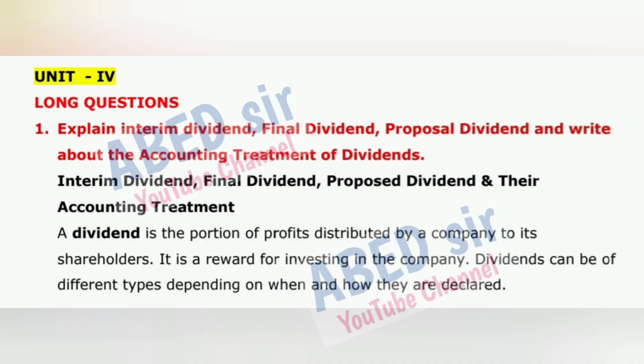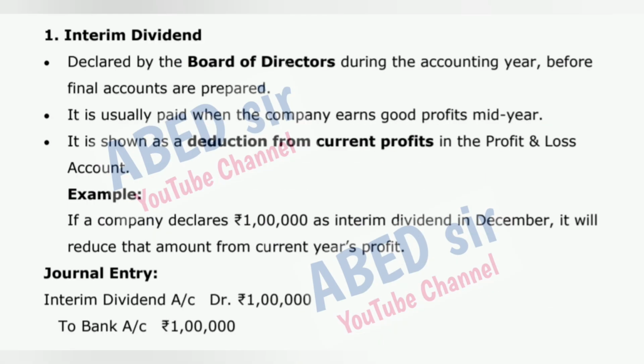A dividend is the portion of profits distributed by a company to its shareholders. It is a reward for investing in the company. Dividends can be of different types depending on when and how they are declared. 1. Interim dividend.